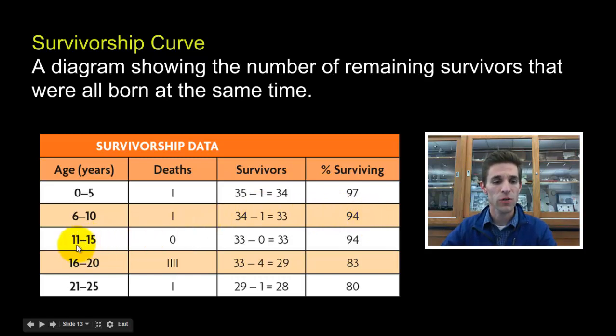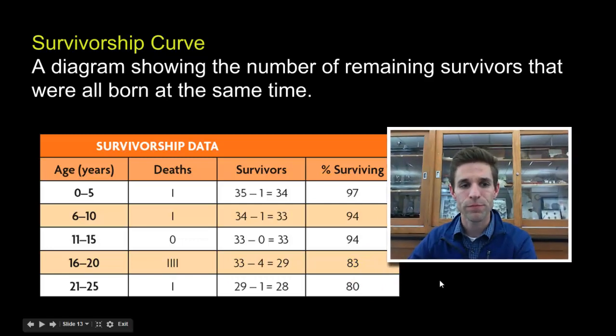And from years 11 to 15, maybe none of them die, but then in later years, 16 through 20, maybe 4 of them die. So again, we're doing a little bit more subtraction. 83% of them are surviving at that point. And then in years 21 through 25, if this organism lives that long, maybe 1 more dies. And again, you have 80%. So this survivorship shows that a lot of organisms are still present year after year after year after year. Not a lot of organisms are dying. And that tells us something about their lifestyle. So let's talk about that.